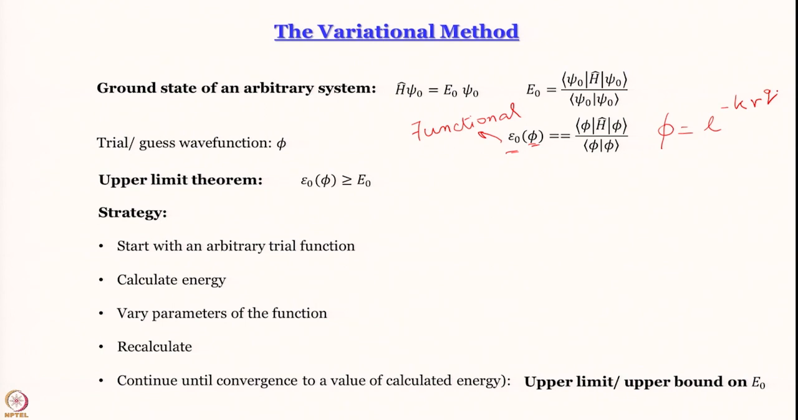Okay. So let us say I am talking about phi which is dependent only on the radius vector r. Now k is a parameter that I can play around with, q is another parameter that I can play around with. These are called variational parameters.